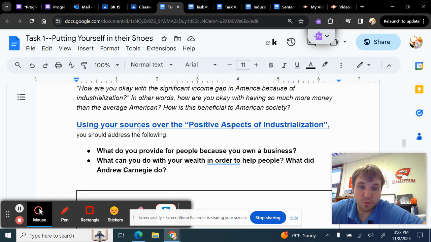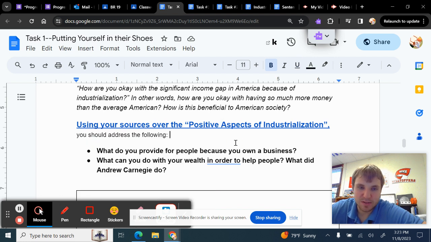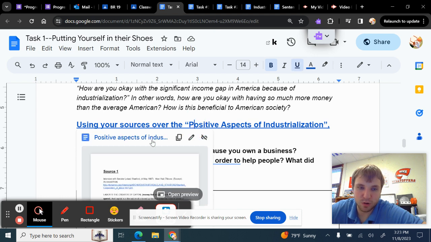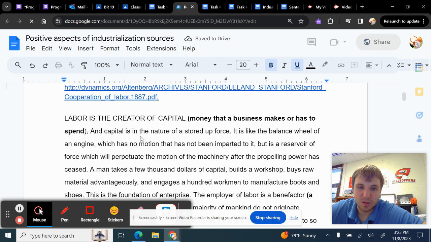So, you are going to use your sources over the positive aspects of industrialization. Now, you don't have to quote these sources directly, okay? But you need to bring in the ideas from the sources, okay? So, it tells you to address the following. What can you provide for people because you own your own business? Well, you recall this is source one talking about job creation, okay?